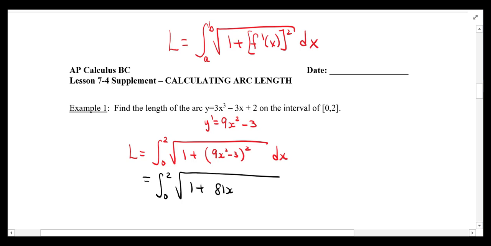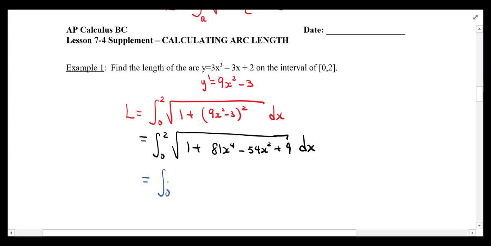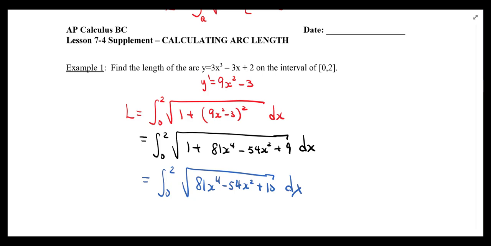So what's that? 81x to the power of 4. This is 2ab, so minus 27 times 2 is 54x squared plus 9, and then you got the dx. And if you wanted to simplify even further, go right ahead: 81x to the power of 4 minus 54x squared plus 10 dx. And you're thinking, what integration technique do I know that can help me find this? The answer is, you don't have one. You have to use your graphing calculator to actually evaluate this integral.